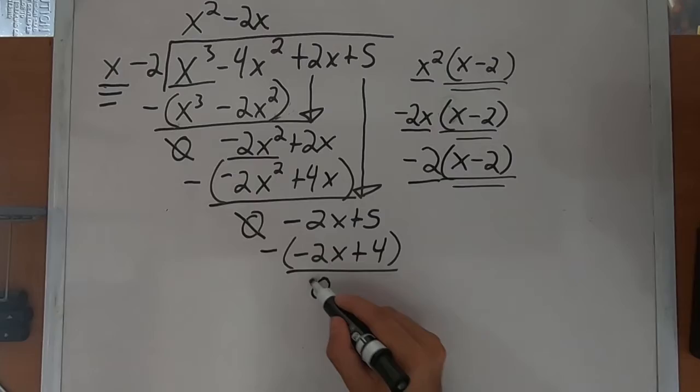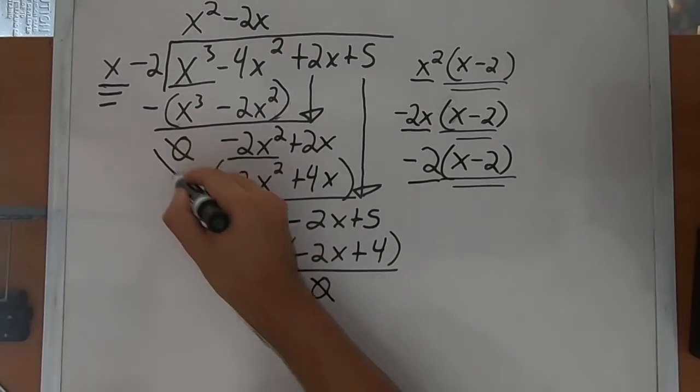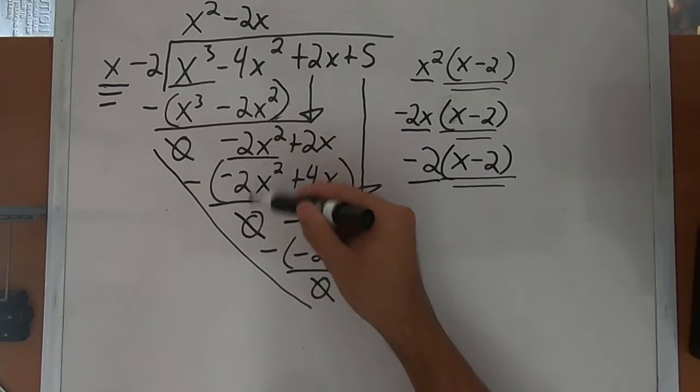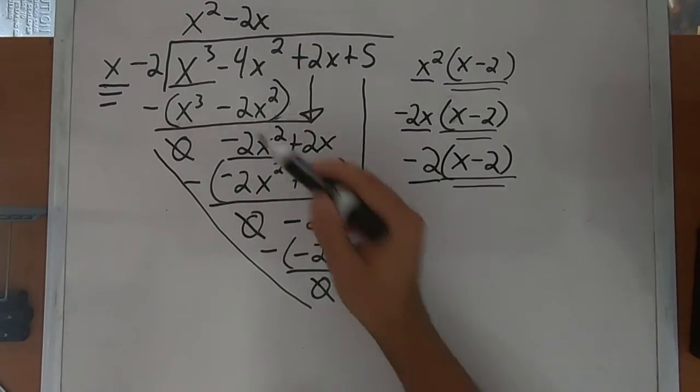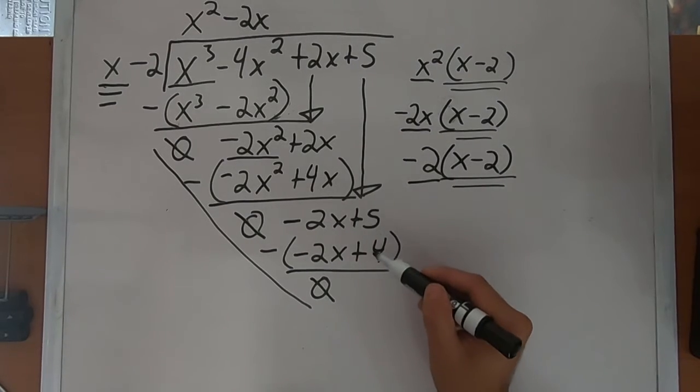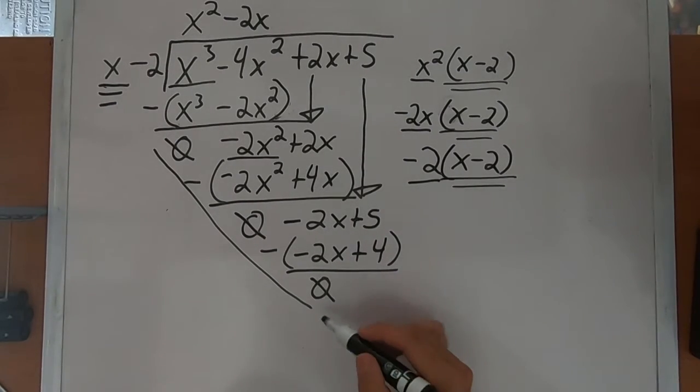Alright, these cancel. So as you can see, the idea here is to cancel out the highest power, so you can work your way down the polynomial. Alright, and then 5 minus 4 is 1.